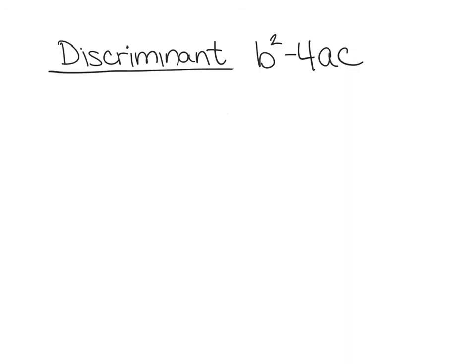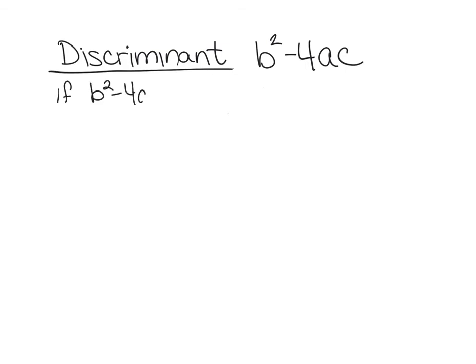Now let's talk a little bit about the discriminant. It's on your homework today, so the discriminant is b squared minus 4ac. It's the part that's underneath the square root, and it tells us what kind of answers we have. If you think about the last two problems, the last one had a negative number under the square root, so we had imaginary answers.